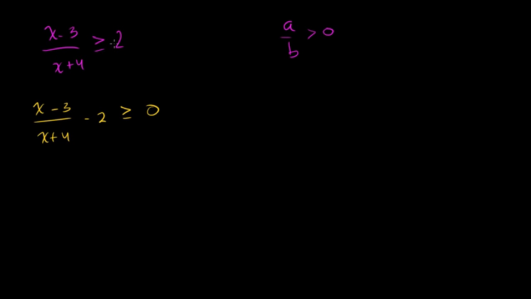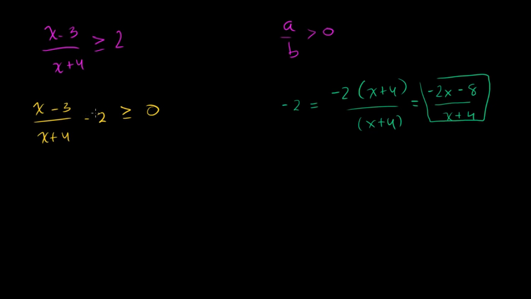I can add or subtract without messing up the inequality. Never have to worry about that. It's only when you multiply by negatives that you swap the inequality. And now what is this? This doesn't look like a rational expression, but I can rewrite minus 2, right? Minus 2 is the same thing as minus 2 times x plus 4 over x plus 4. This is minus 2 times 1. This is the same thing as minus 2x minus 8 over x plus 4. This right here is the exact same thing as minus 2. I just multiplied it times x plus 4 over x plus 4.